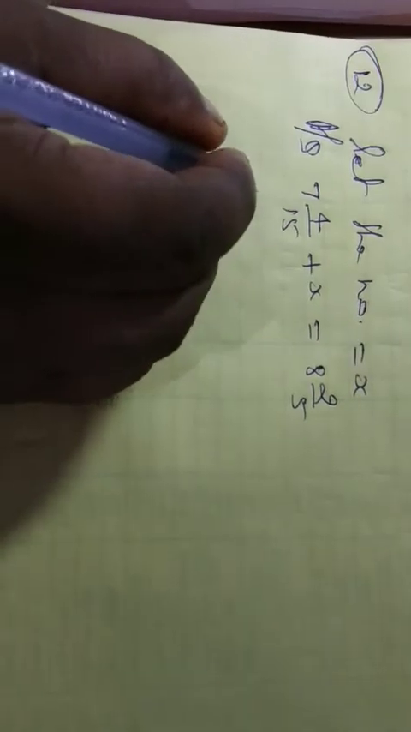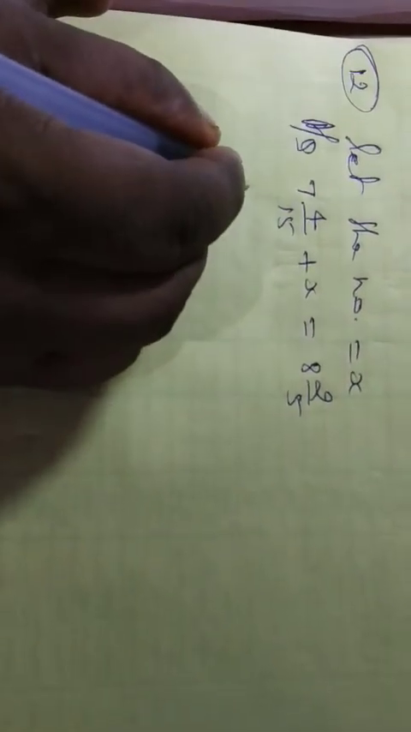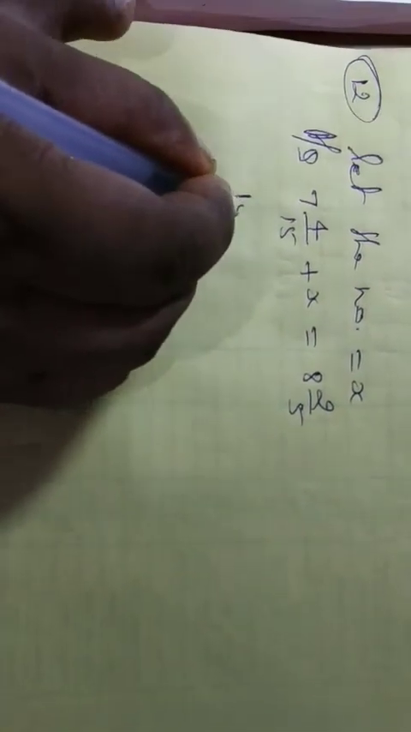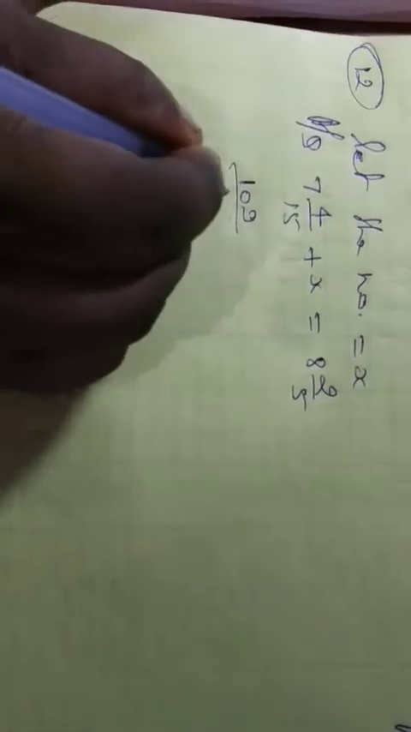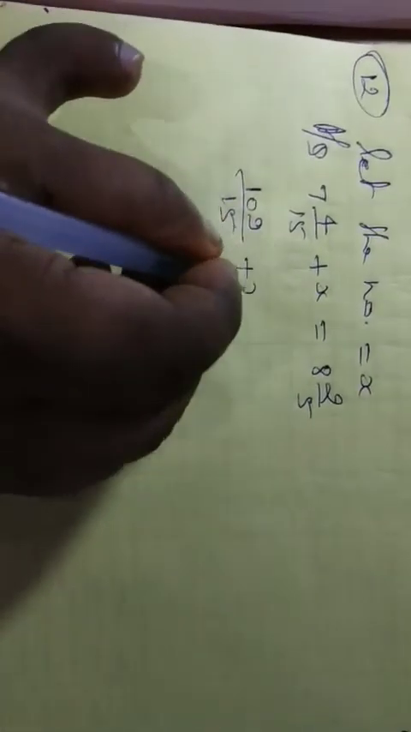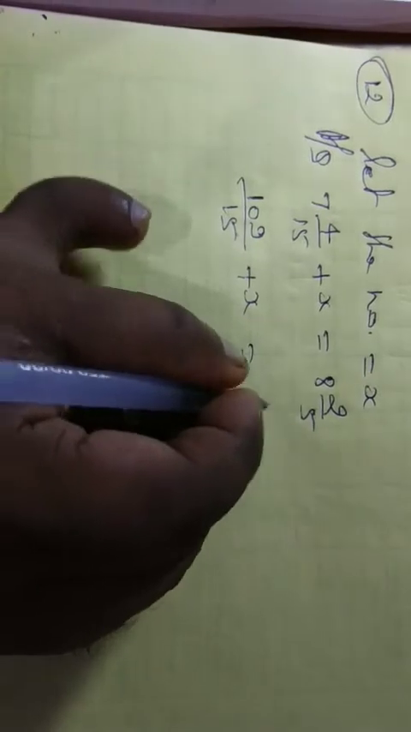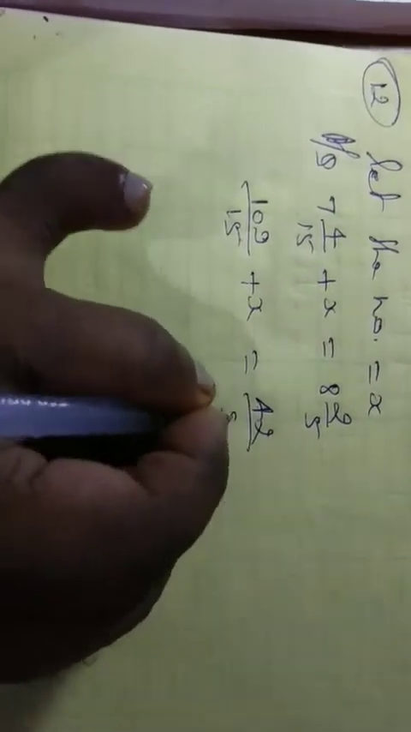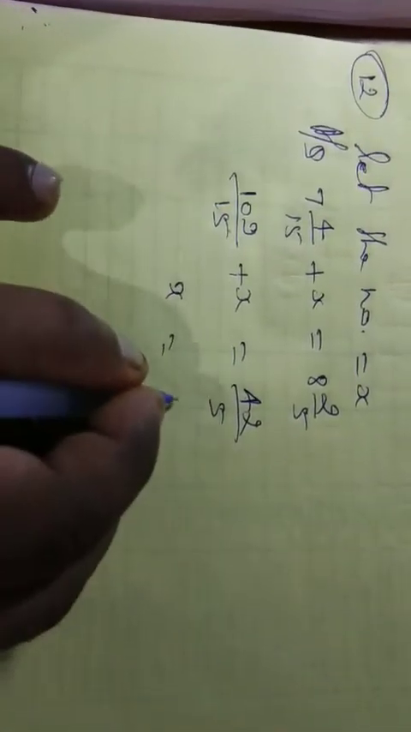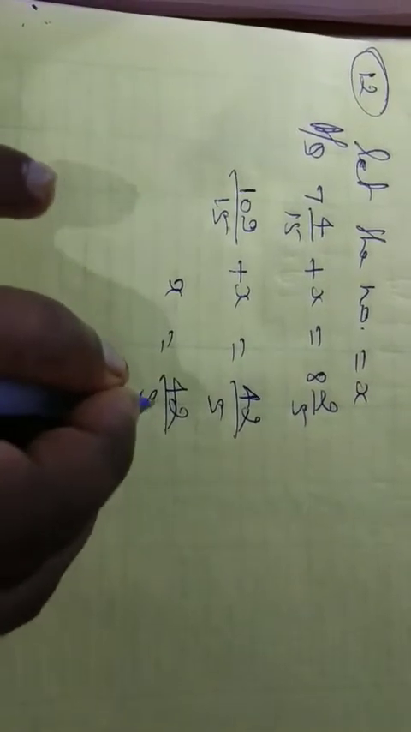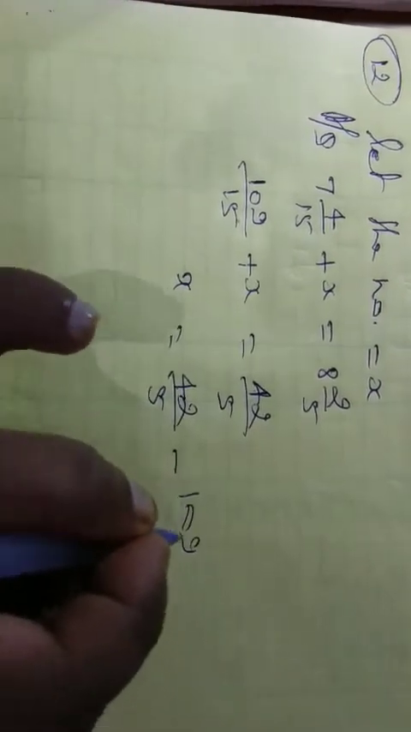15 times 7 is 105, plus 4 is 109 by 15, plus x equal to 42 by 5. So x equals 42 by 5 minus 109 by 15.